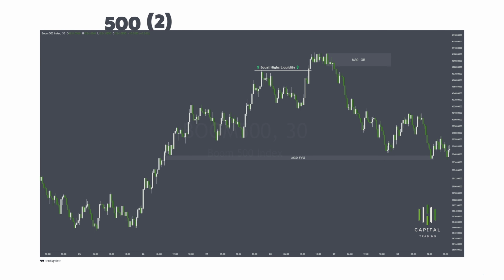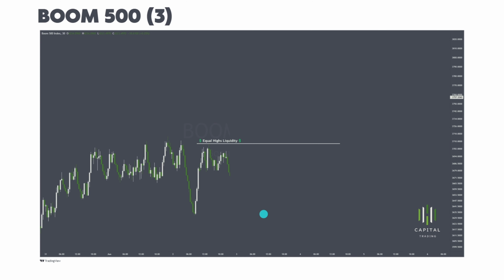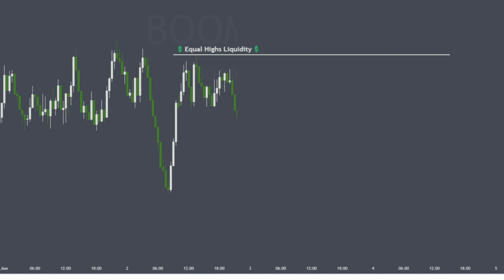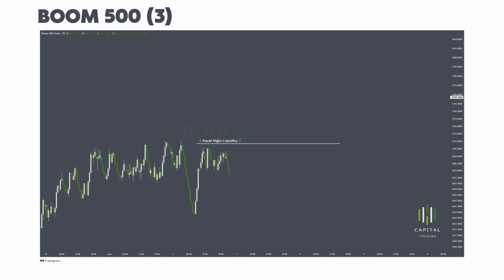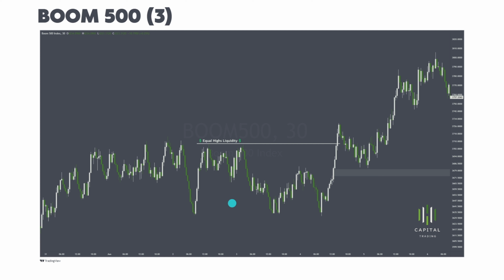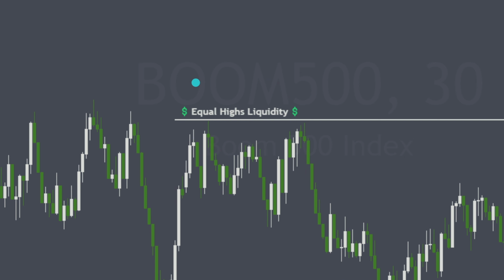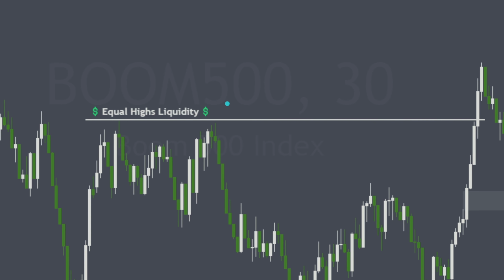Let's jump into the last chart of the Boom 500. We had this 1, 2 highs being formed. So we wanted to see if price is going to run them over. We had price drop to the downside countless times and then push to the upside to reach into these equal highs liquidity.